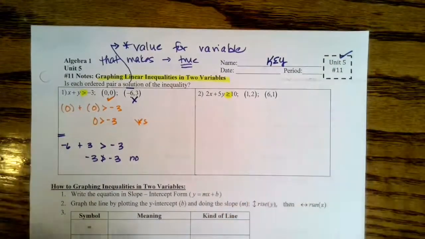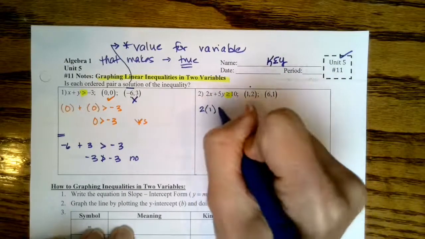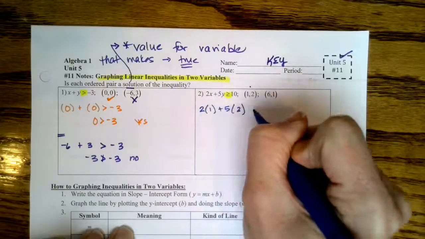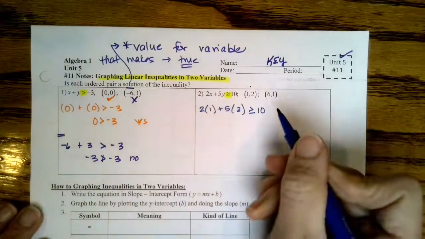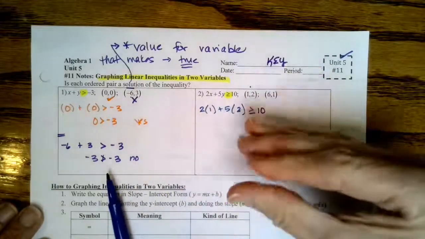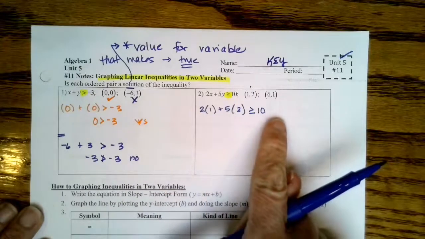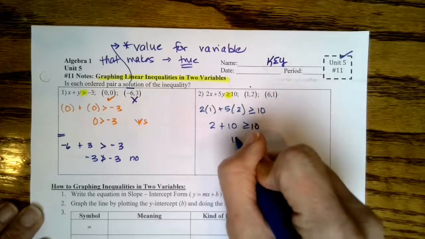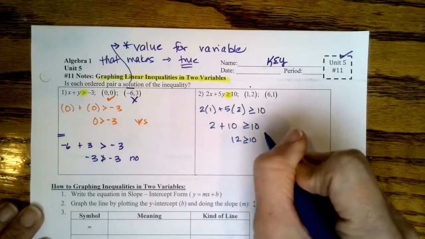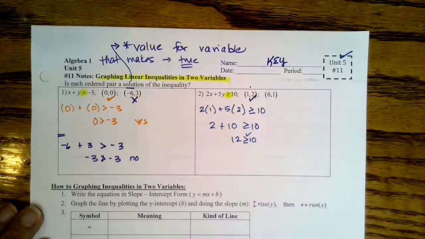Check out our second one. I have 2x plus 5y. For my first ordered pair, I'll put my 1 in for my x, my 2 in for my y, and I'll see if this is greater than or equal to 10. Remember, the alligator eats the bigger one, and we want to make sure that what is on this side of the inequality is bigger. So 2 plus 10 is greater than or equal to 10. Is 12 greater than or equal to 10? Yes. So that one is true.